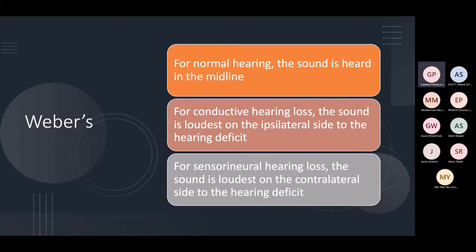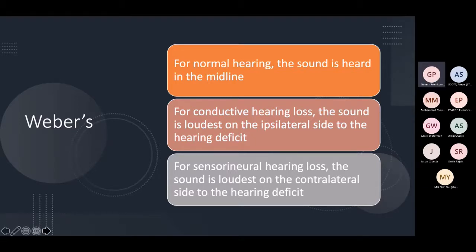But that's why we're taught to do Rinne's first and then Weber's, because Rinne's will be telling you whether this person has a conductive or sensorineural hearing loss initially. So if you do Rinne's and they've got bone conduction better than air conduction, you can think about, oh, it's a conductive defect. And then if you do Weber's and it lateralizes to the side with a conductive defect, it kind of confirms it for you.